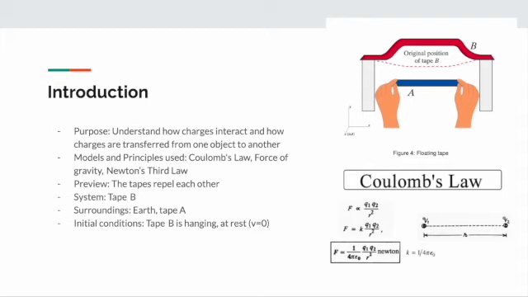The system is tape B, and the surroundings are Earth and tape A. The initial conditions are that B is hanging at rest, so the initial velocity of B is 0, and also the final velocity of B will be 0.